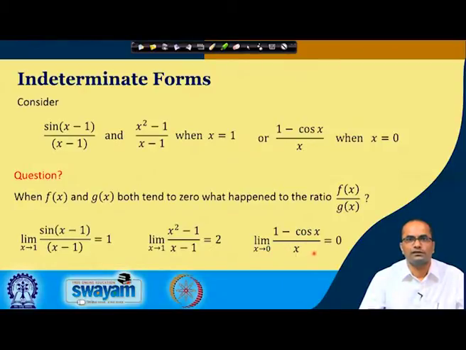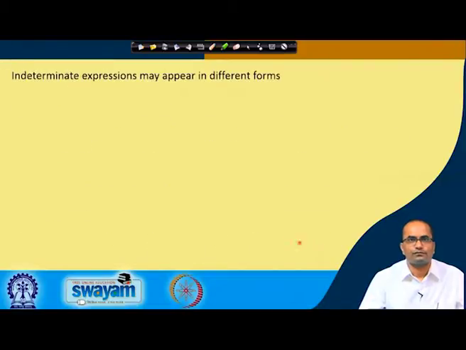this limit is 0. So in all three cases we have seen that these were 0 by 0 forms, but their limits are different. In the first case it is 1, here it is 2, and the third one is 0. So what are these indeterminate expressions? We will see now. They may appear as 0 by 0, as we have just seen.